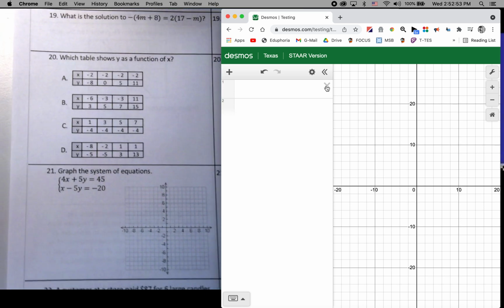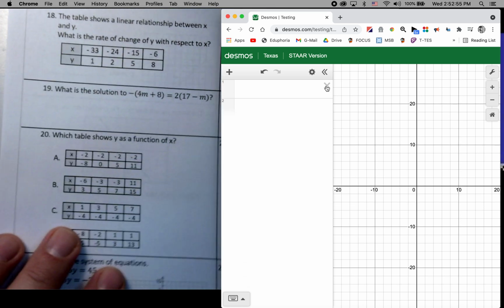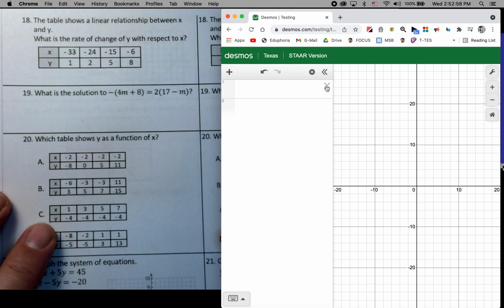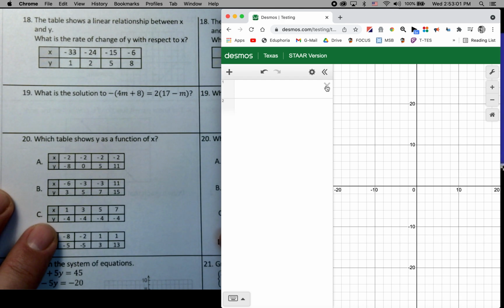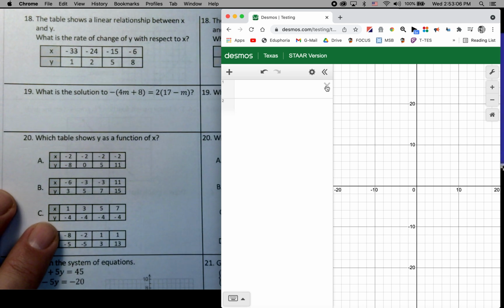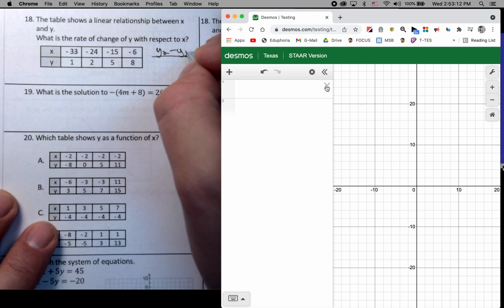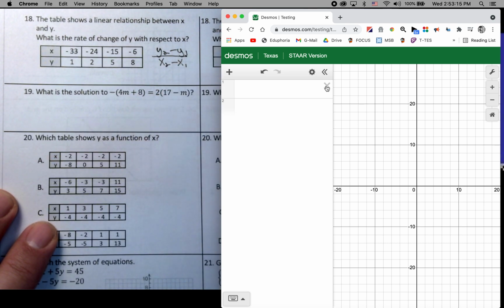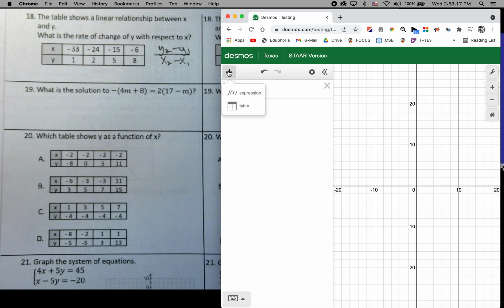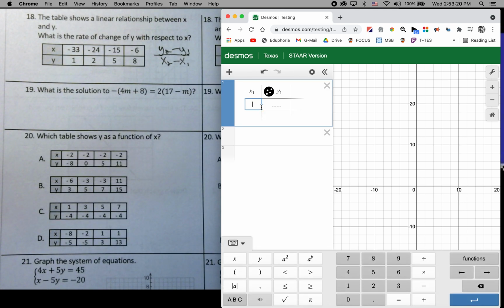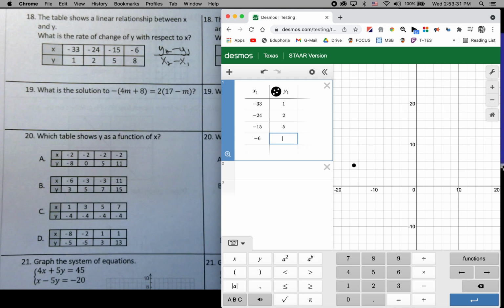All right, number 18. It says, the table shows a linear relationship between x and y. What is the rate of change with respect to x? All right, so there's a couple ways I can do it. I can use the slope formula, y2 minus y1 over x2 minus x1. Or I can type this table in, which is what I'm going to do. So I'm going to type in all these values: -33, -24, -15, -6. And I'm going to type in the y values: 1, 2, 5, 8.